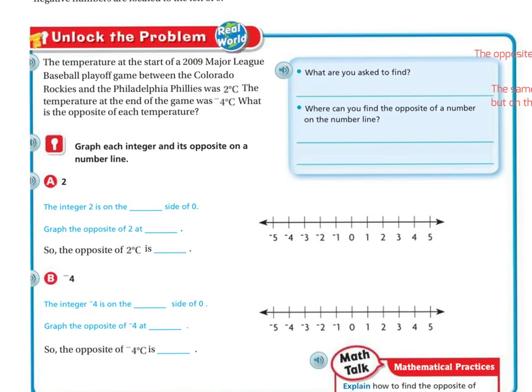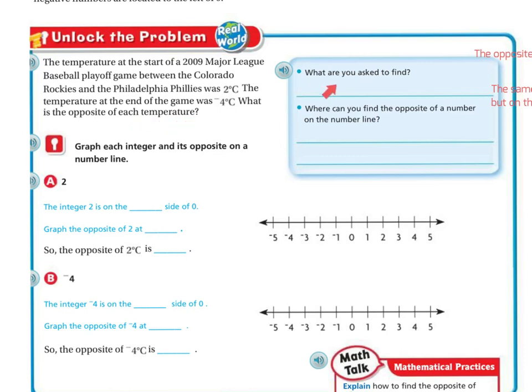Let's unlock the problem. The temperature at the start of a 2009 Major League Baseball playoff game between the Colorado Rockies and the Philadelphia Phillies was 2 degrees Celsius. The temperature at the end of the game was negative 4 degrees Celsius. What is the opposite of each temperature?